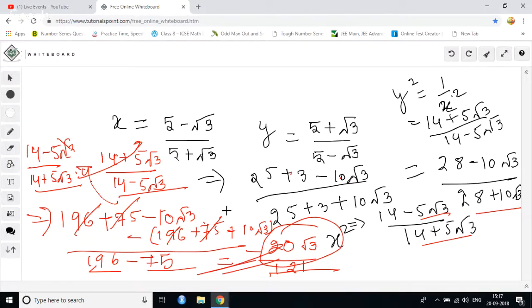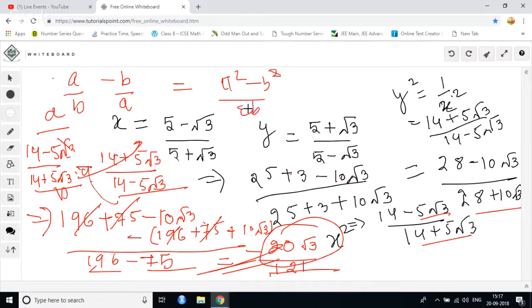Dhruti is asking how can you multiply? So Dhruti, try to understand what I'm doing. If this number is A and this number is B, so what is here is A by B minus B by A. So what would it be? It would be equal to A square minus B square divided by AB. And that is what I'm trying to do, that this and this get multiplied, this and this get multiplied, and I'm trying to find out the answer.